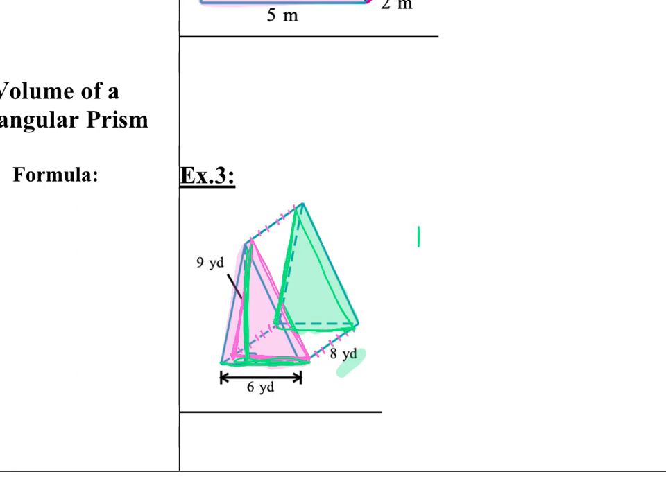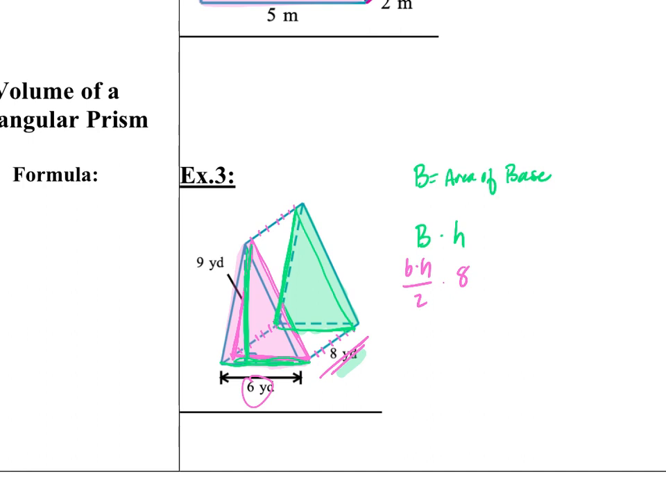So what we're doing is taking the base times the height of the unit. The base is the triangle. So this is the formula. The capital B means the area of the base. And the base is a triangle, so we have to find the area of a triangle, which is base times height divided by 2. Times the height, or this part here, times the 8.